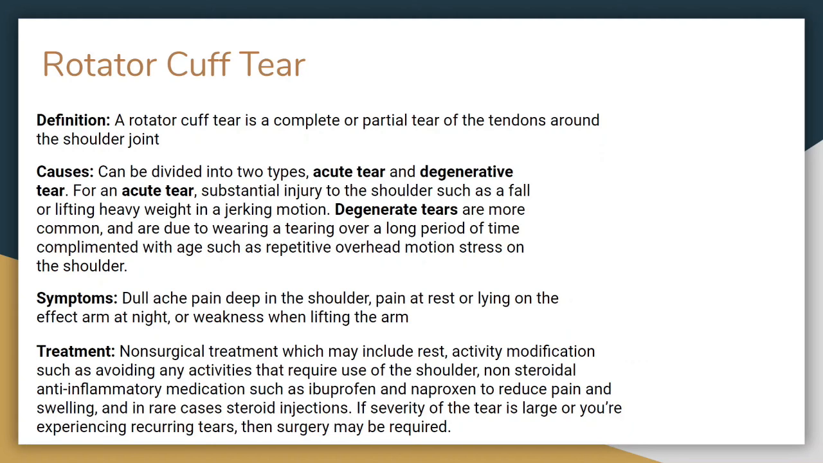For treatment, non-surgical treatment may include rest, activity modifications such as avoiding any activities that require the use of the shoulder, non-steroidal anti-inflammatory medications such as ibuprofen and naproxen to reduce the pain and swelling, and in rare cases, steroid injections. If the severity of the tear is large or high, or you're experiencing recurring tears, then surgery may be required.